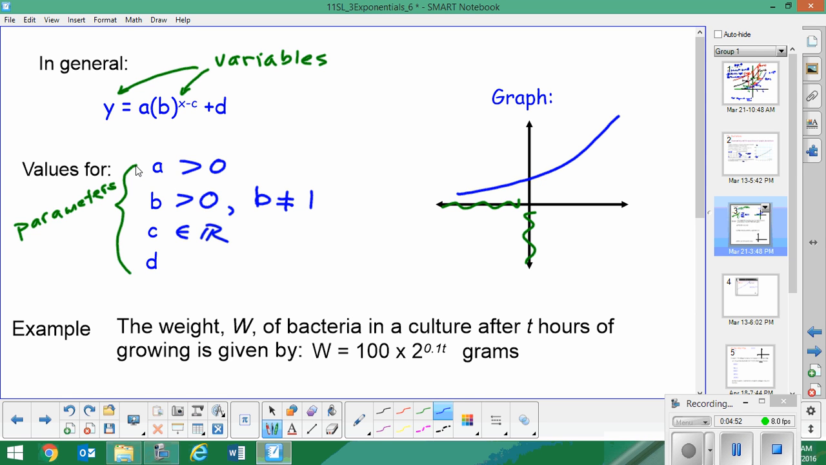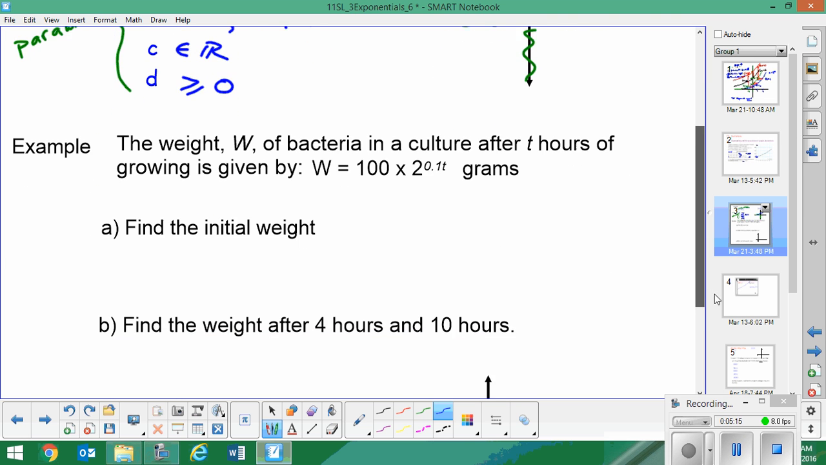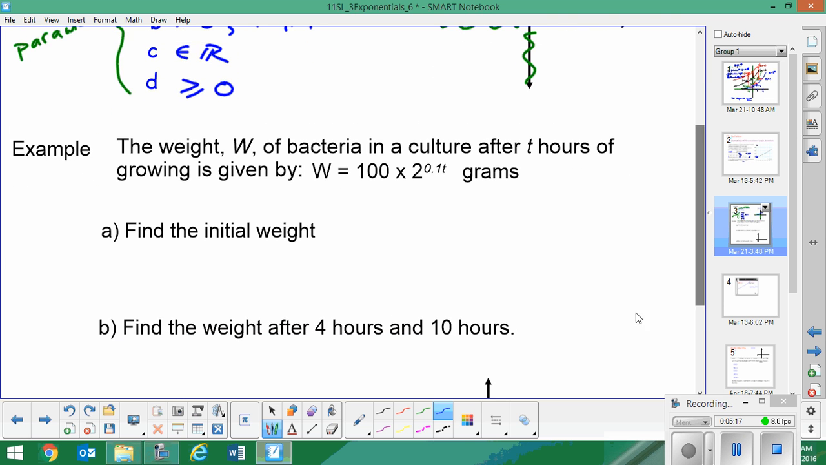So generally that is going to be greater than or equal to 0. Obviously, if it's equal to 0, it's not adding anything. All right, so here's our example. We've got bacteria of a particular weight, W, in a culture after t hours of growth. It's given by W equals 100 times 2 to the 0.1t.